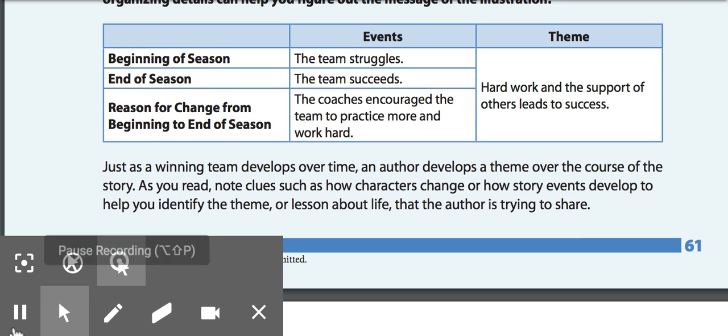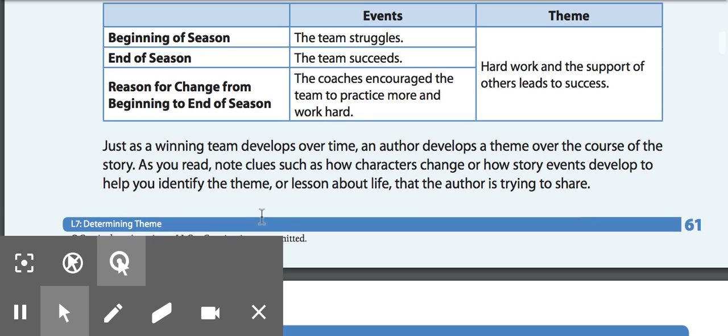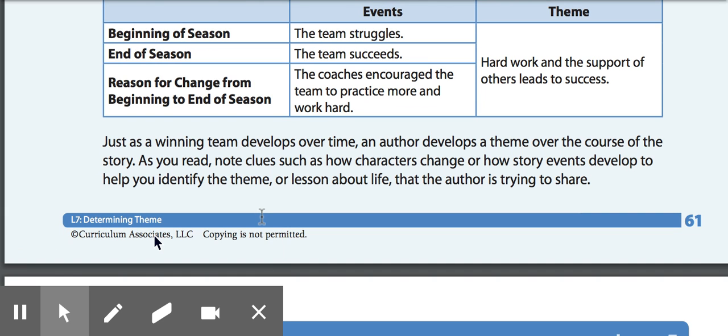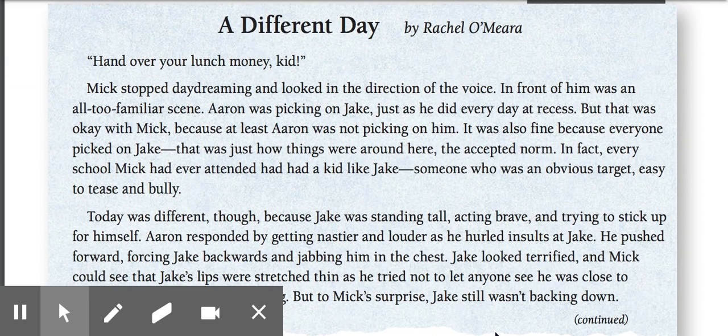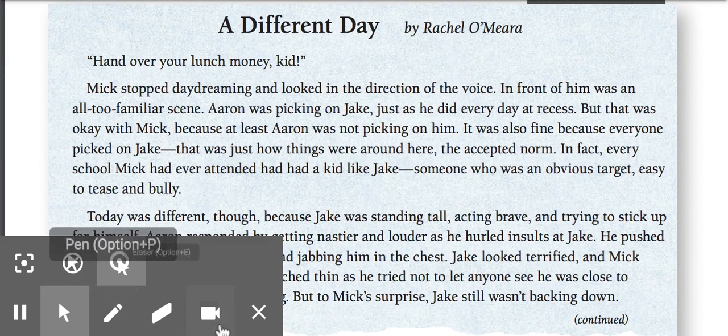Just as a winning team develops over time, an author develops a theme over the course of the story. As you read, note clues such as how characters change or how story events develop to help you identify the theme, or the lesson about life that the author is trying to share. Okay, so let's jump right in.